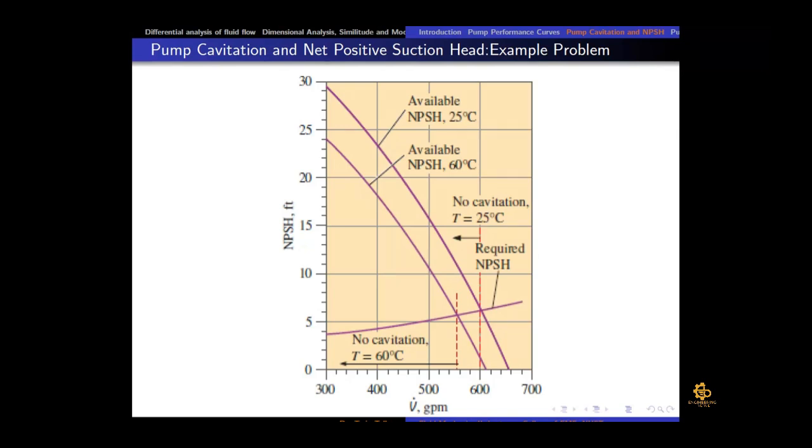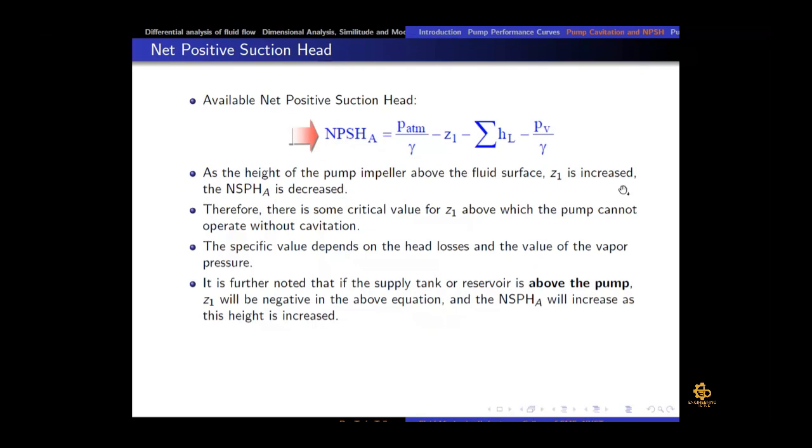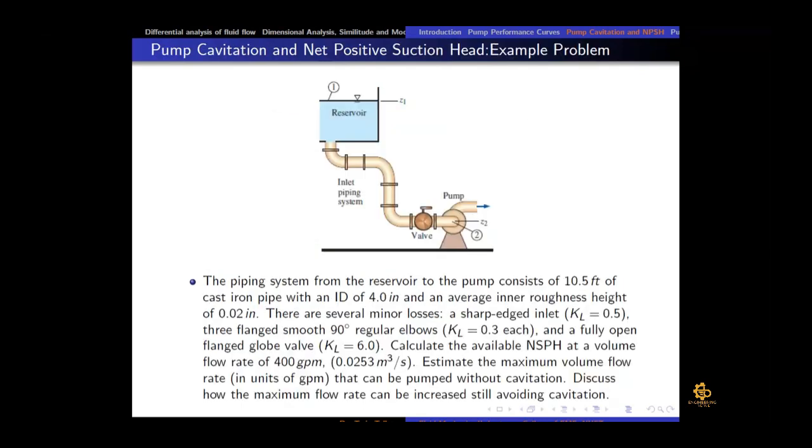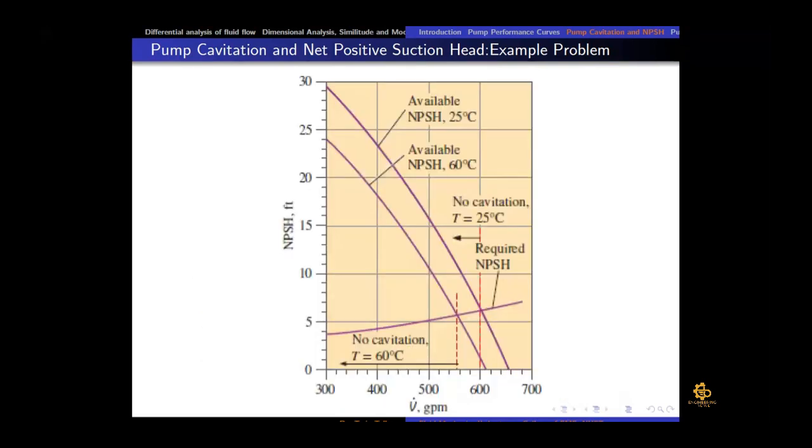So these are the physical concepts which you need to build. But in order to build these concepts, you need the information which is required in this equation, right? Now the last part of this numerical: discuss how the maximum flow rate without cavitation can be increased. So how can we increase the maximum volume flow rate? It means that the intersection point of these two curves, net positive suction head required and net positive suction head available, can be moved to the right hand side.